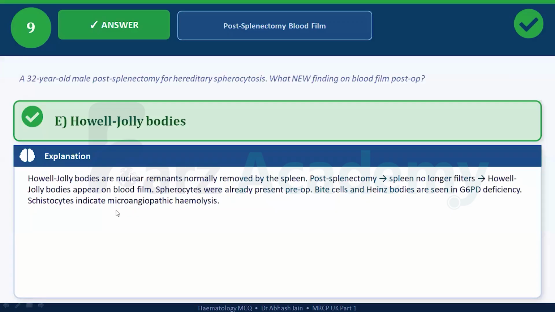Yes, you are correct. Howell-Jolly bodies are nuclear remnants normally removed by the spleen. Post-splenectomy, the spleen no longer filters Howell-Jolly bodies, and that's why they appear on the blood film. Spherocytes were already present pre-op. Bite cells and Heinz bodies are seen in G6PD deficiency, and schistocytes indicate microangiopathic hemolytic anemia. That's why the most appropriate answer is Howell-Jolly bodies.